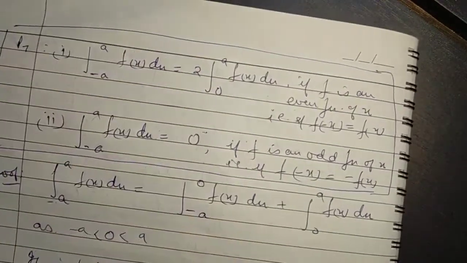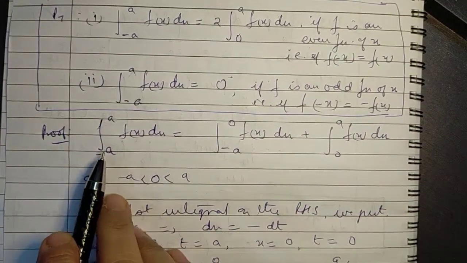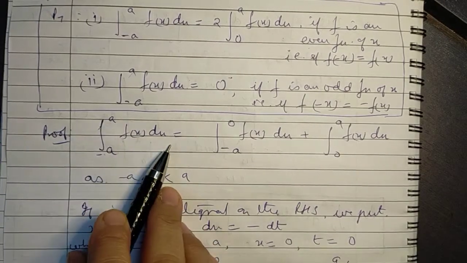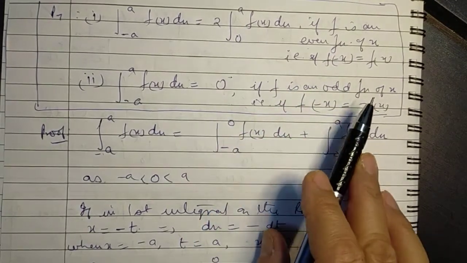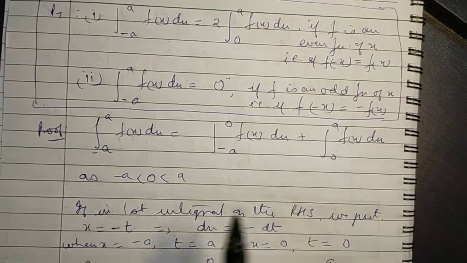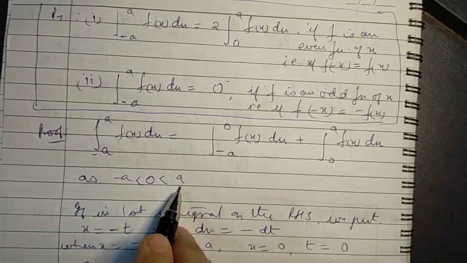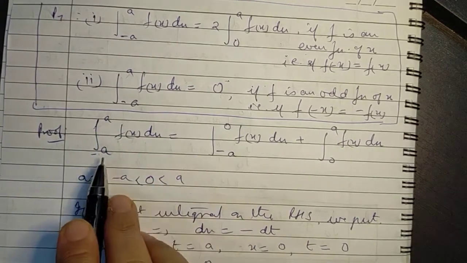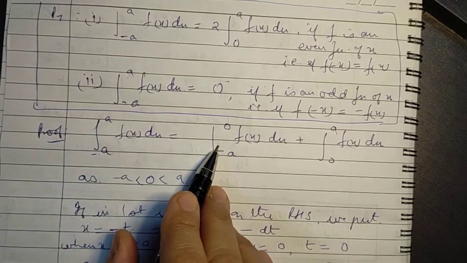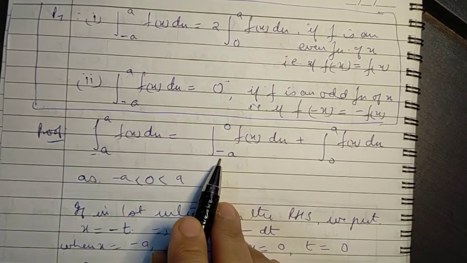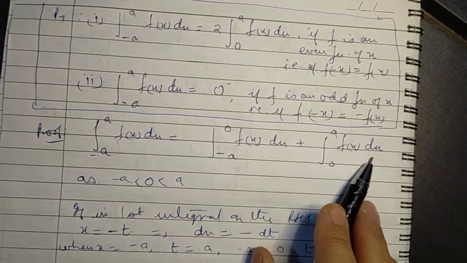Now let's take up how to prove this. So what we'll do is we'll first find the value of the integral from minus a to a f(x) dx. Then we will put the condition whether f is an even function or an odd function of x. So let's start. We know that 0 is a point lying between minus a and a, and so we can split this interval into two: one is from minus a to 0 and the other one is from 0 to a, using property P2. So this becomes equal to integral from minus a to 0 f(x) dx plus integral 0 to a f(x) dx.